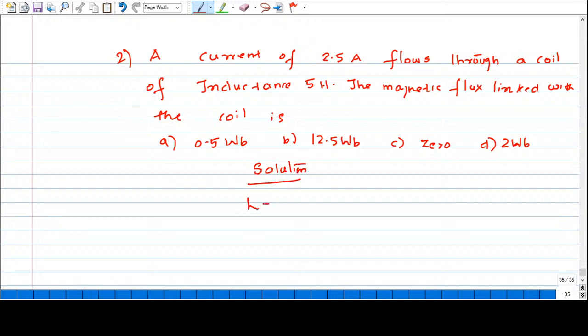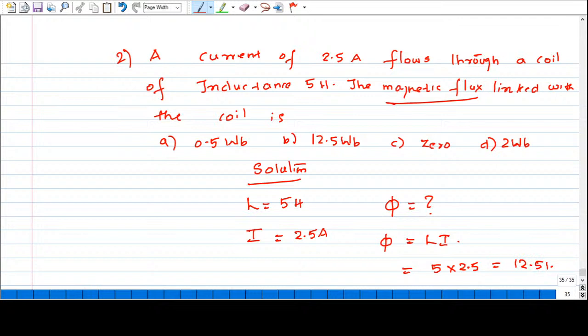The value of L has been given as 5 Henry and the value of I has been given as 2.5 ampere. The question asked is the magnetic flux. Magnetic flux is a question mark. You know the formula for magnetic flux: phi is equal to L I. L is 5 into 2.5. If you multiply, we get 12.5 Weber. The option lies in option B, 12.5 Weber, which is very, very important. Let us go for question number 3, which is very, very important, expected this year.